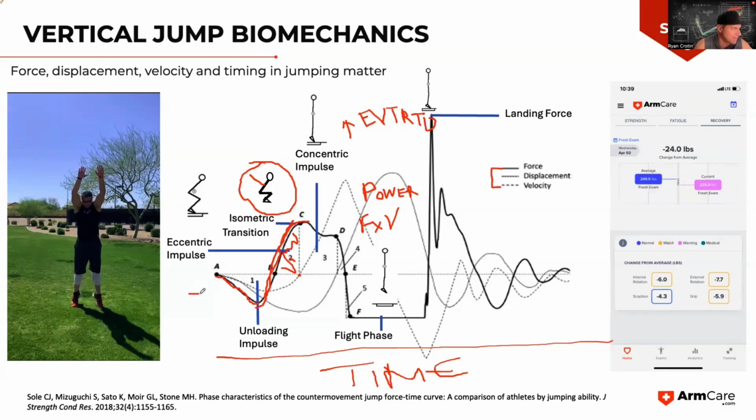This is more negative power. It's absorption in the jump. And I know it's tough to see my writing. So the power here is negative. And then from this point over to when we jump, after the isometric period, the power is positive.